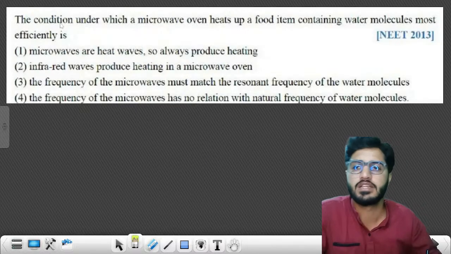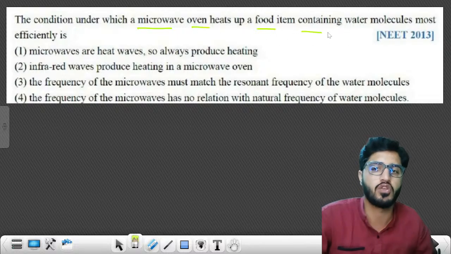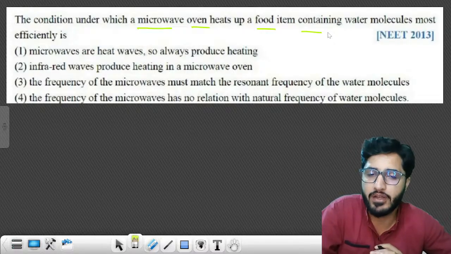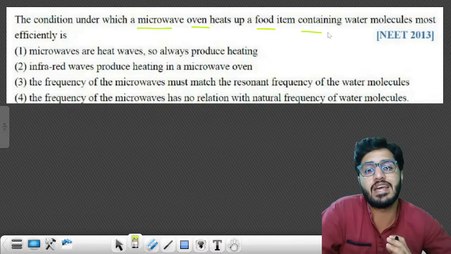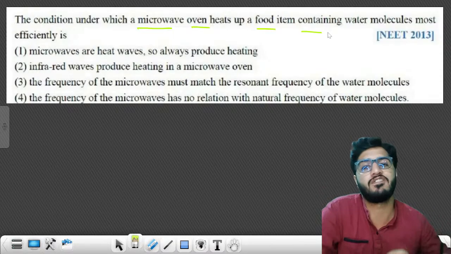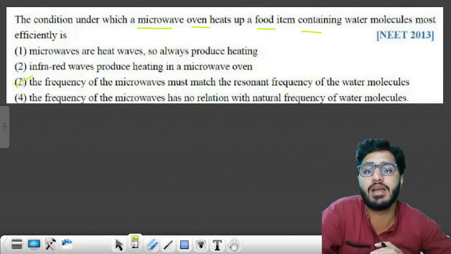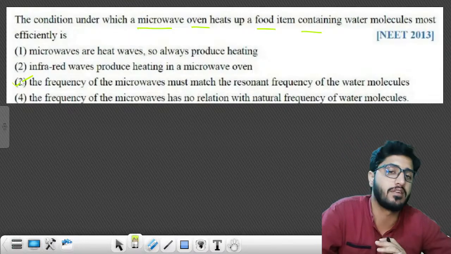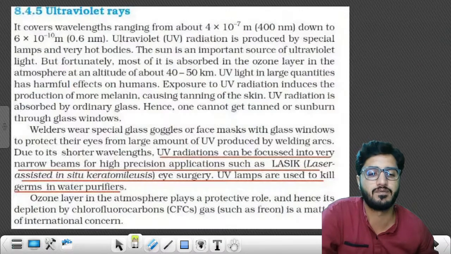Next one now. The conditions under which a microwave oven heats up a food item containing water molecules most efficiently. Here, the frequency of the microwave and the frequency of the food items are resonating. When they are resonating, there will be a heating effect. Option number 3 is correct. The frequency of the microwave must match the resonant frequency of the water molecules. If they do, there will be a heating effect. You will find it in the NCERT.